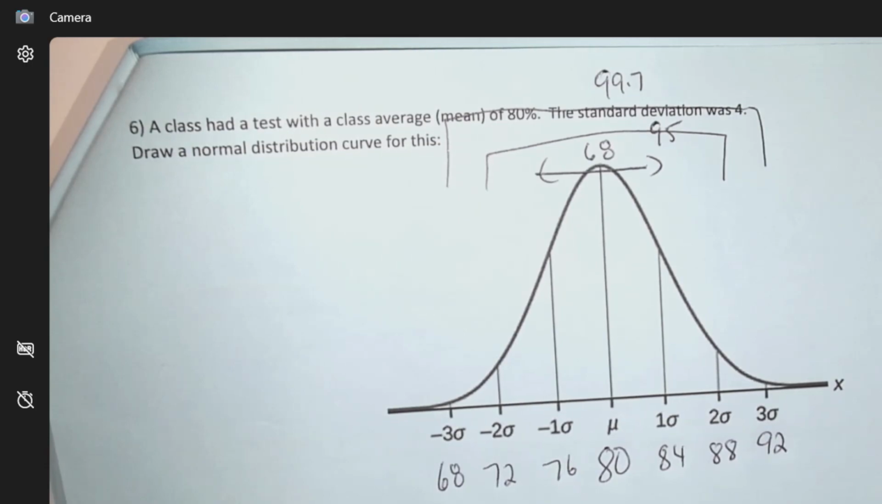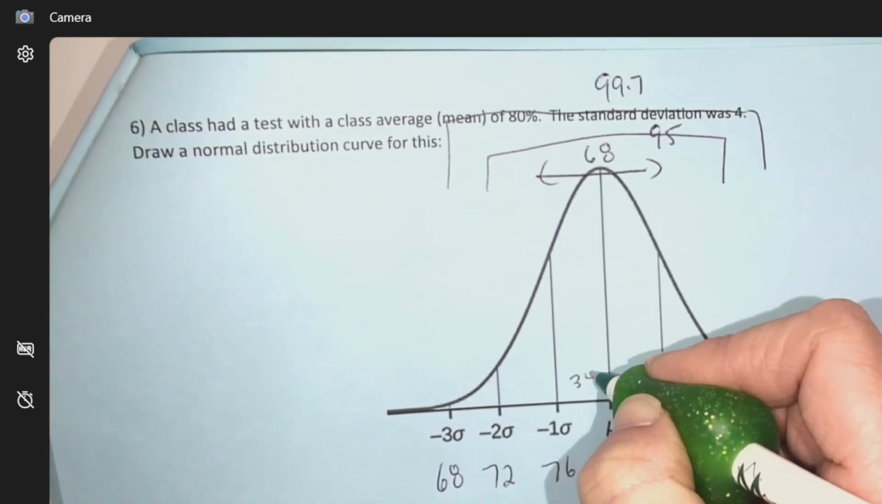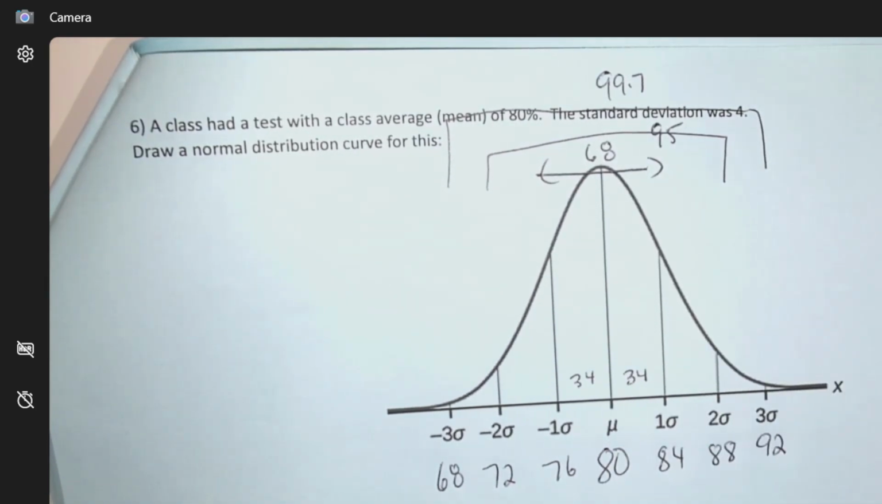Okay, you probably want to copy your chart from your cheat sheet on your test onto your cheat sheet for your exam. So this question is going to use the rules 68, 95, and 99.7. So if this is 68, then this is 34, and this is 34.